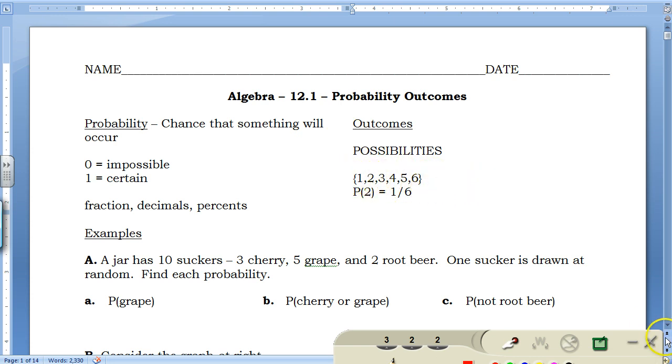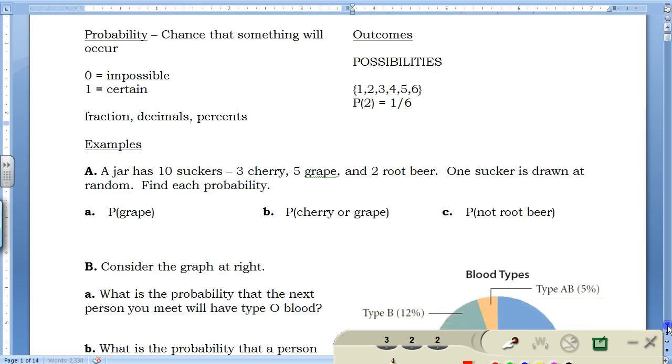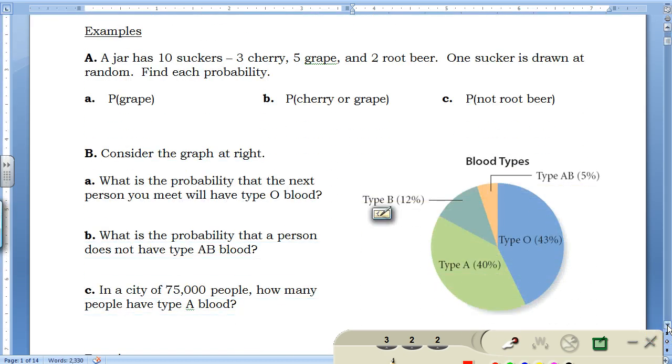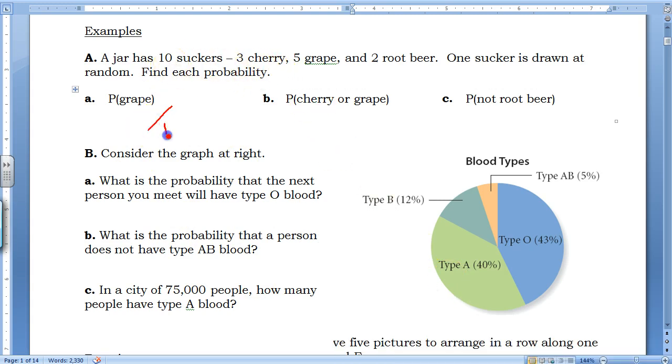Okay, so let's do some examples. The first example says a jar has 10 suckers, 3 cherry, 5 grape, and 2 root beer. 1 sucker is drawn at random. Find the probability. So the probability of a grape sucker, if I have 10 suckers, that means it's going to be out of 10. And how many of those 10 are grape? 5 out of 10 are grape.